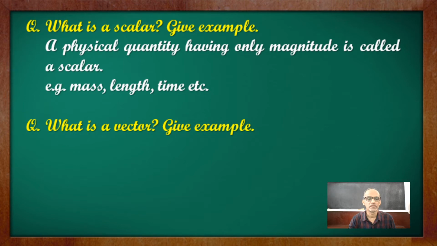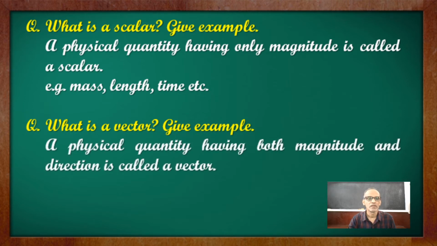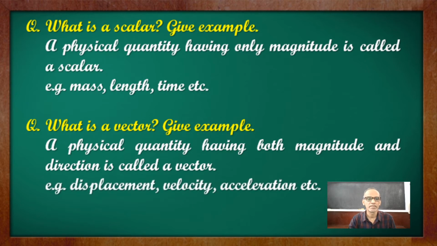What is a vector? And what are the examples for vectors? A physical quantity having both magnitude and direction is called a vector. Examples are displacement, velocity, acceleration, force, momentum. We represent a vector with the help of a straight line with an arrow.